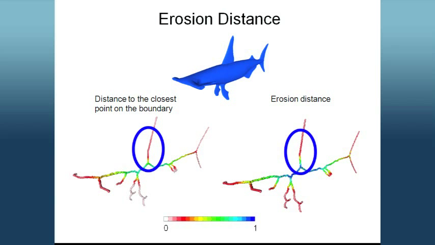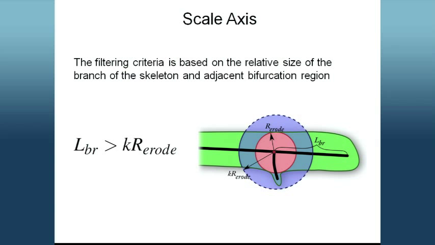So the filtering criterion is quite simple. It's based on the comparison of relative sizes of shape. More specifically, we compare the length of the branch in the skeleton with the relative size of the adjacent branching region. So here, the erosion distance of the branching region is shown as a radius of the pink circle.